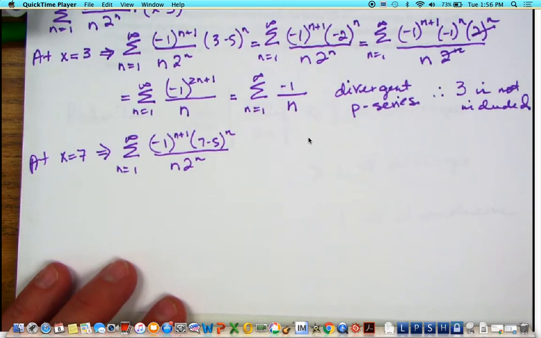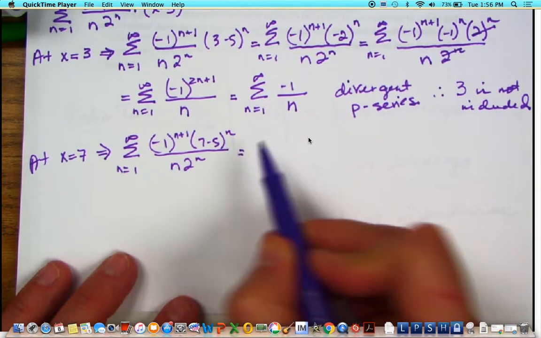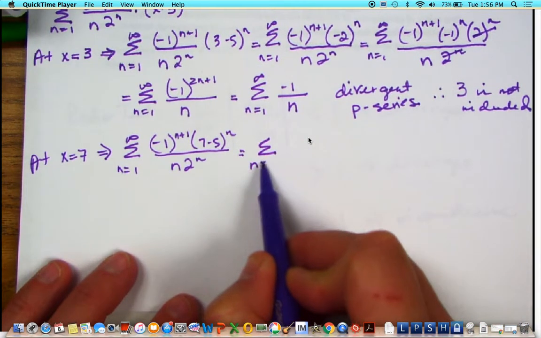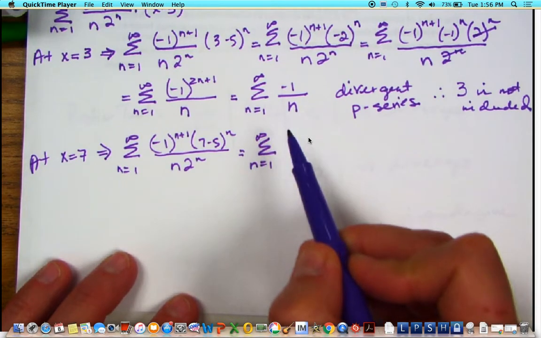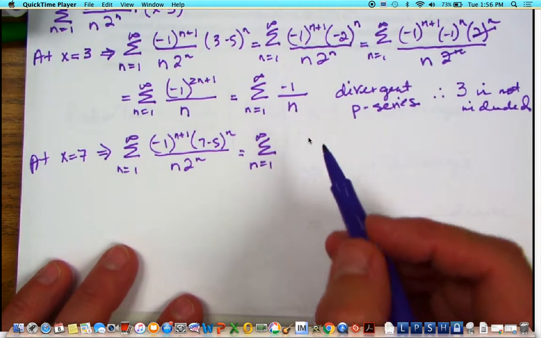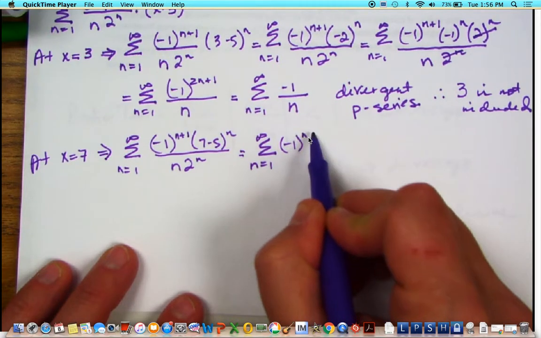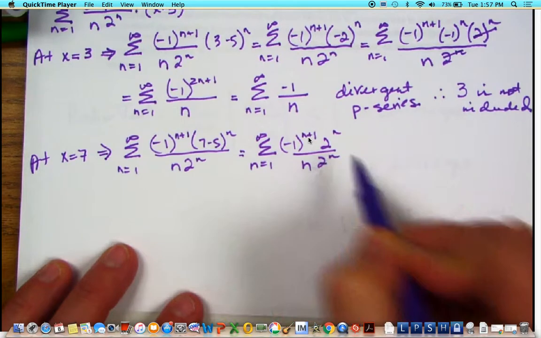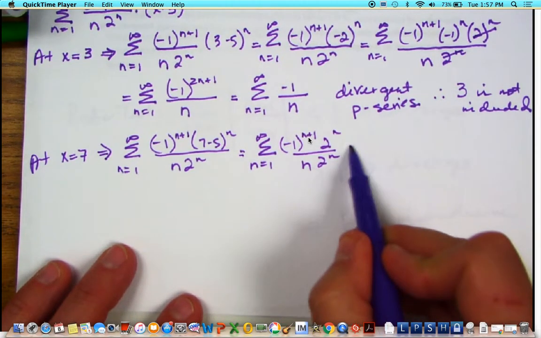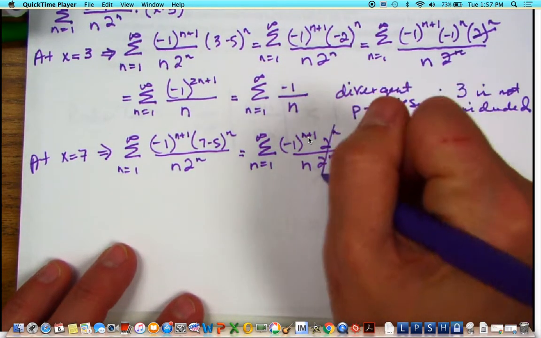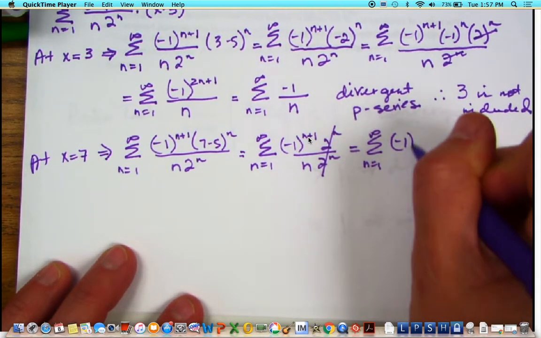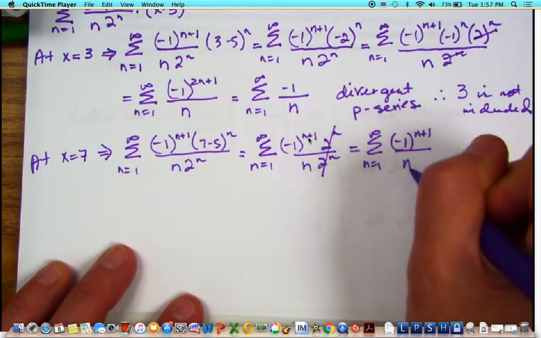This one's easy. It'll just be like a positive version of the other one. That's what it looks like. Well, careful. Let's keep going. I have negative 1 to the n plus 1, 2 to the n over n 2 to the n. The 2 to the n's cancel. So now I have the sum from n equals 1 to infinity of negative 1 to the n plus 1 over n.